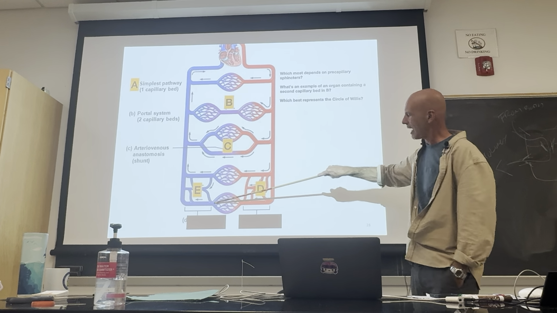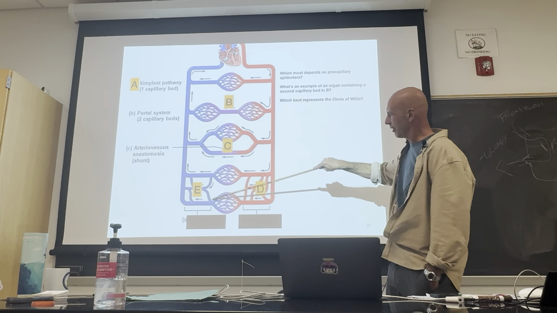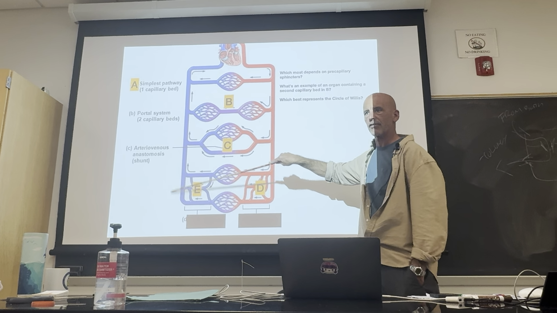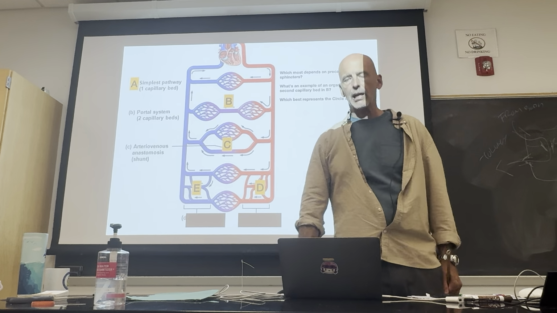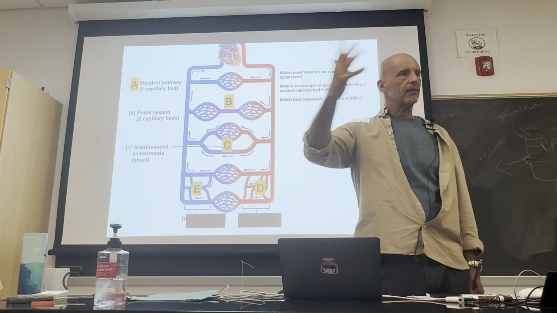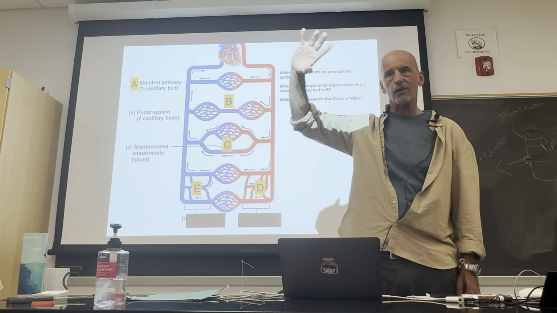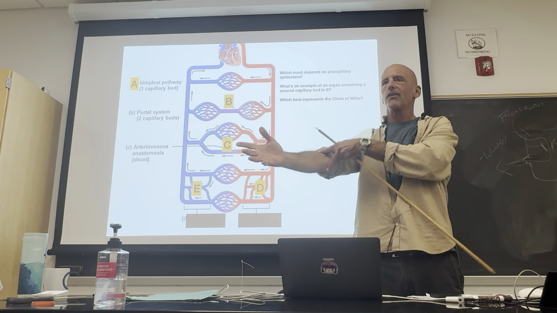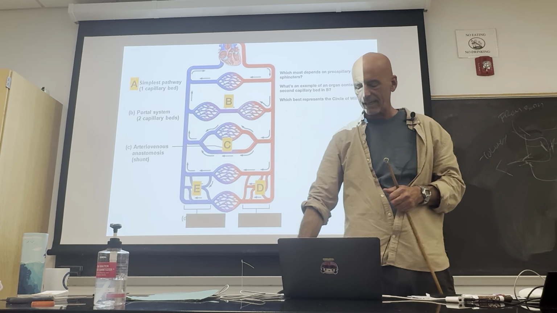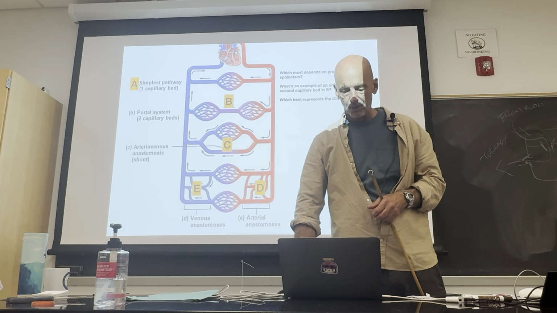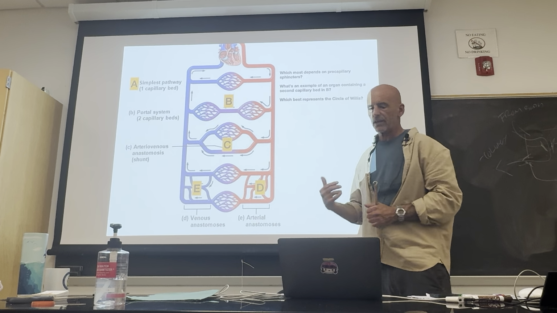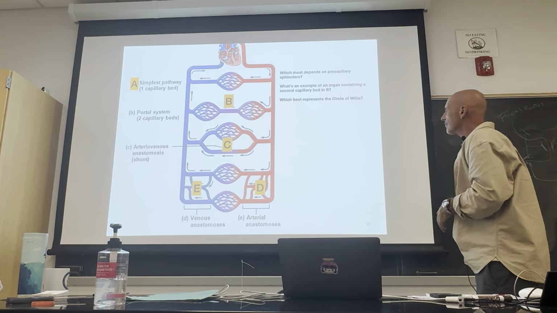And you can leave the capillary bed this way, or you can go this way, right? That's a venous anastomosis, like your superficial and your deep veins. You can go back to your deep radial and ulnar veins. You can go back to your cephalic or basilic veins, right? That's a venous anastomosis.